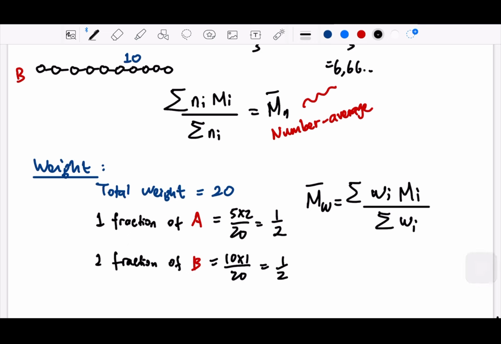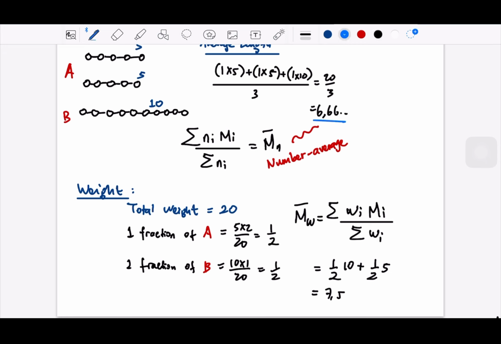But here, for the molecular weight, the average molecular weight is half multiplied by 10 plus half multiplied by 5, right? So this is for A or B. Fraction multiplied by the molar mass, 10 and 5. So we have 5 plus 2.5. It's 7.5, right? So you have these two different numbers.